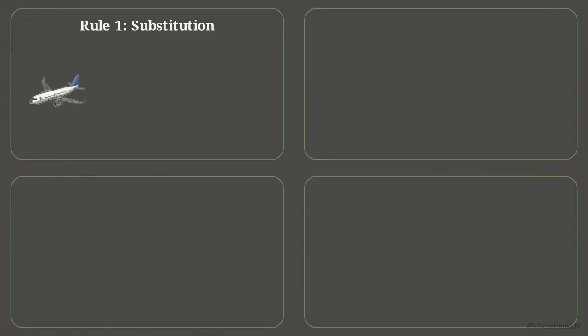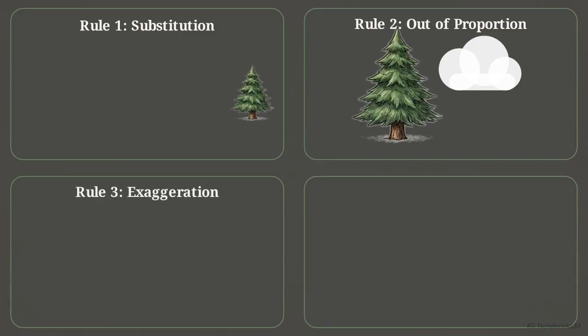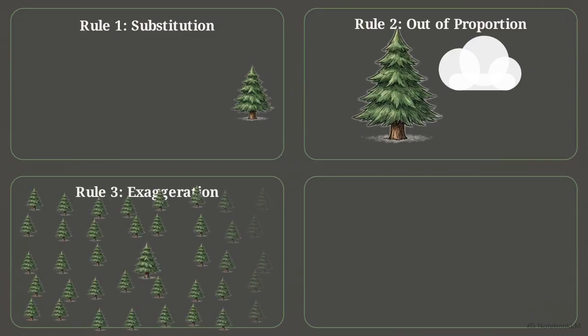To create these images on command, we use 4 specific rules. Rule 1 is substitution. Instead of an airplane, you see a tree flying. Rule 2 is out of proportion. You make objects gigantic, like a tree larger than the clouds. Rule 3 is exaggeration. Don't just see one flying tree, see millions of them.